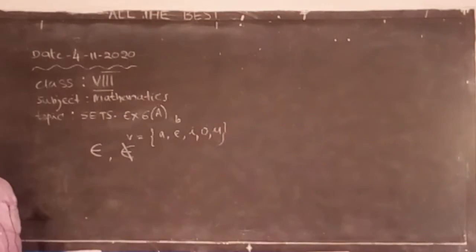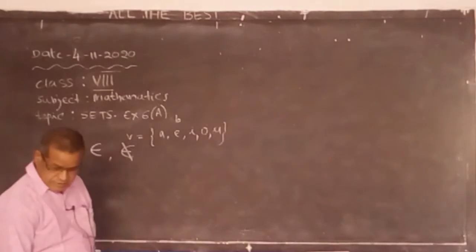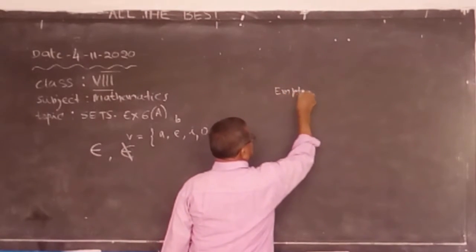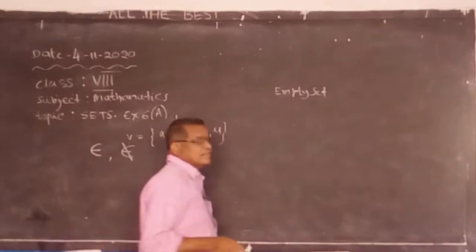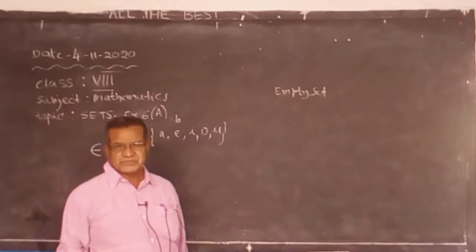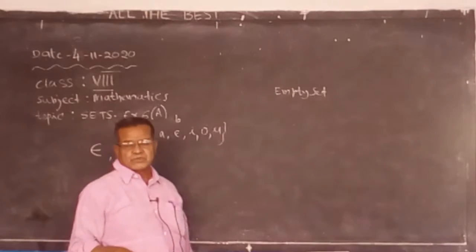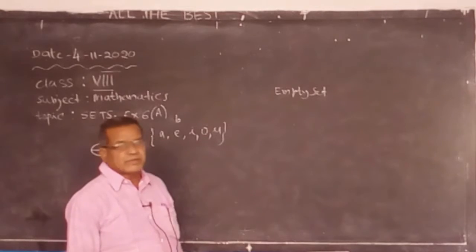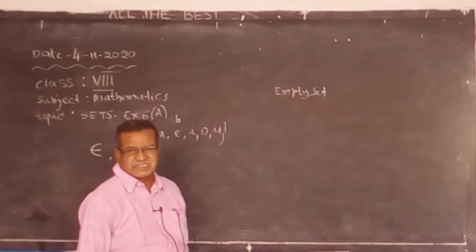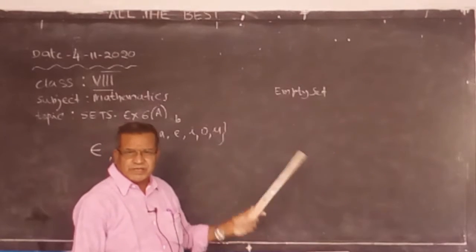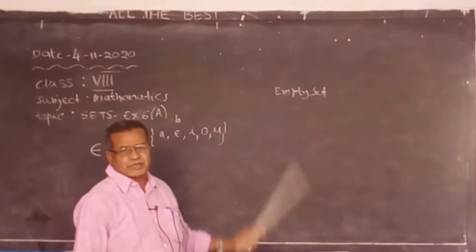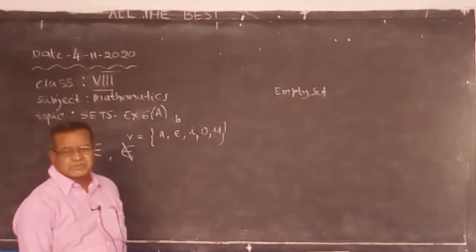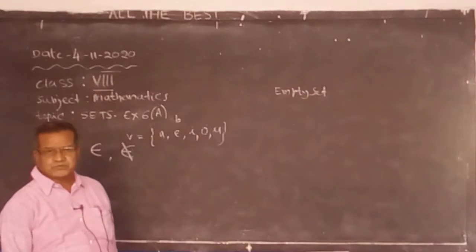First, empty set. It is in the name only, empty. An empty set means a set which contains no elements. For example, we can't find odd numbers in the set of even numbers, because an even number cannot be odd. And in odd numbers, we cannot get even numbers. So these are examples.